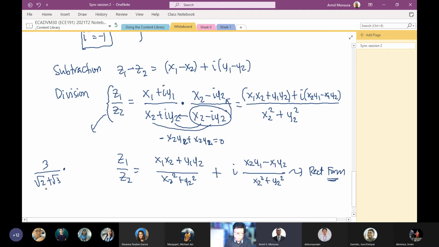Para matanggal nyo, or so that you can eliminate the radicals on the denominator, you have to multiply this by square root of 2 minus square root of 3 over square root of 2 minus square root of 3. Okay? So that basically means you have to multiply the denominator with its conjugate. And therefore, yung process na to is actually rationalizing, or you rationalize the denominator.